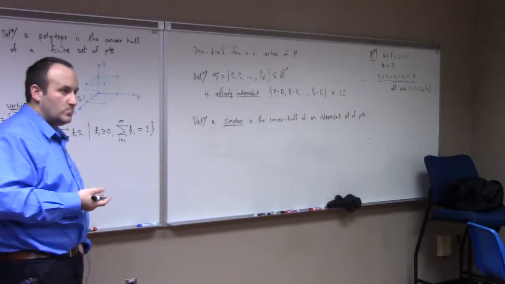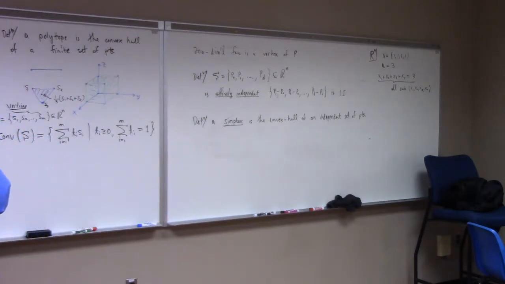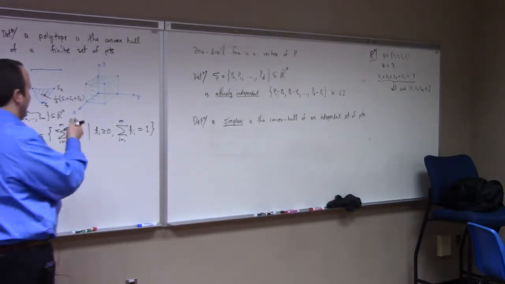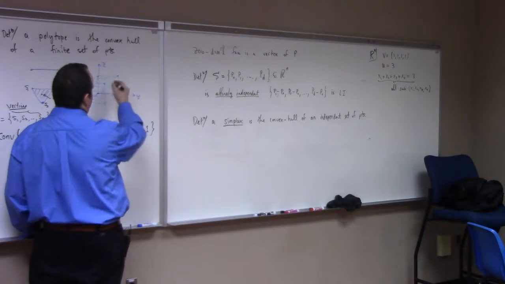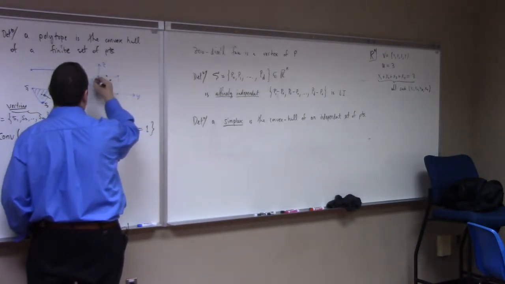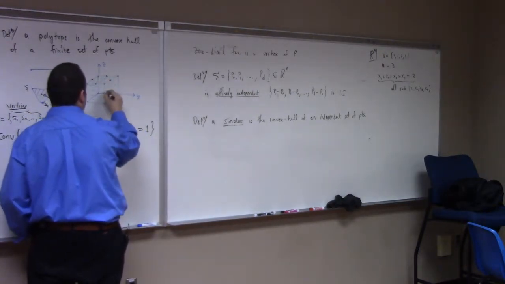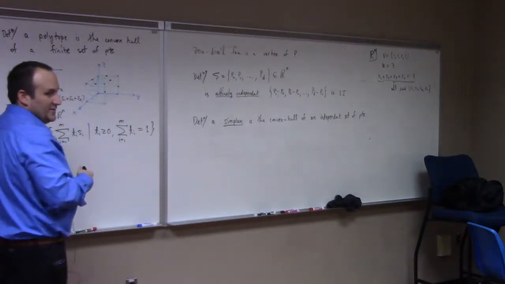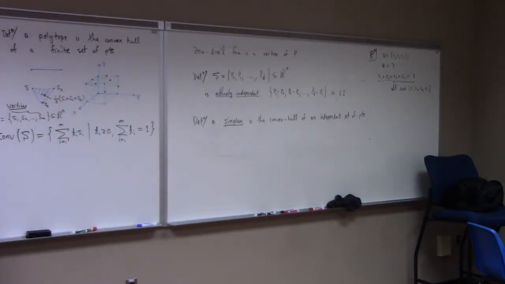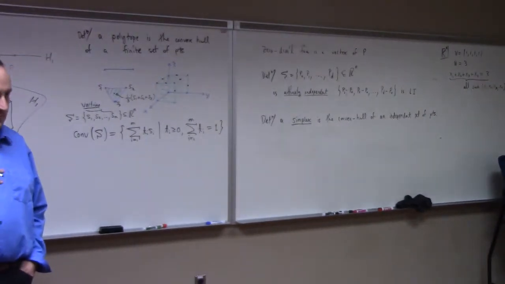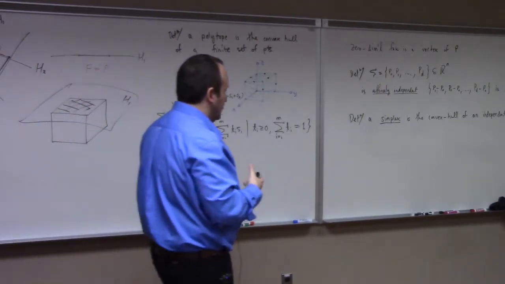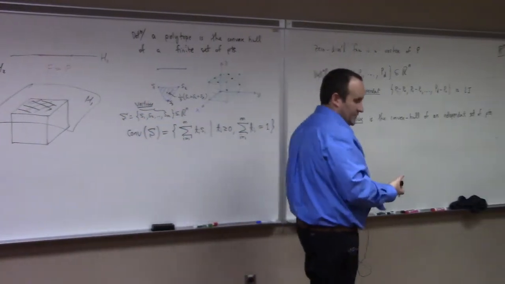Would it be like in R3, points on the same line? Right, I could just throw in some points like this for no particular reason. But those are redundant, right? Those are already included in the convex hull of the blue points. So a simplex is the convex hull of an independent set of points.